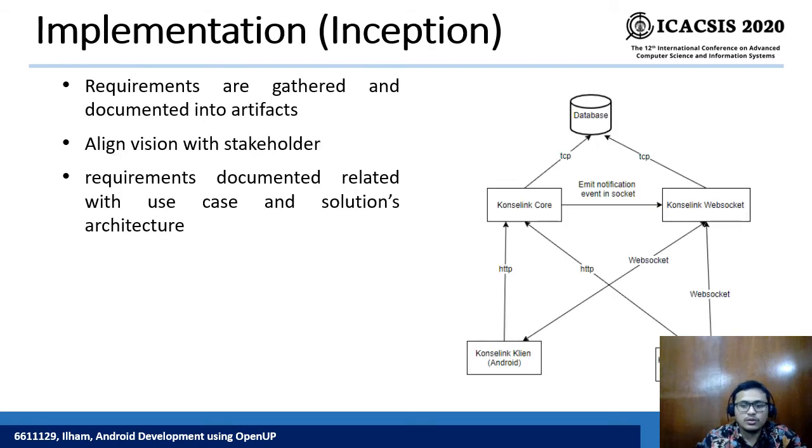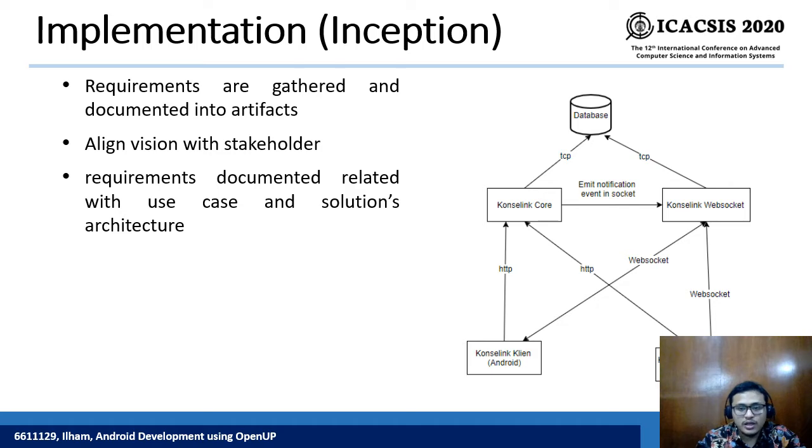The first phase of the implementation was inception. During the inception phase, we gathered the requirements from the stakeholders and then we documented them into artifacts. We aligned vision with the stakeholder to know what kind of possible solution could be achieved or produced. An example of the requirements documented are use case and solutions architecture. Both of them are examples of OpenUP's artifacts.